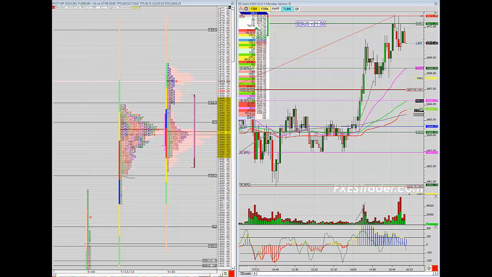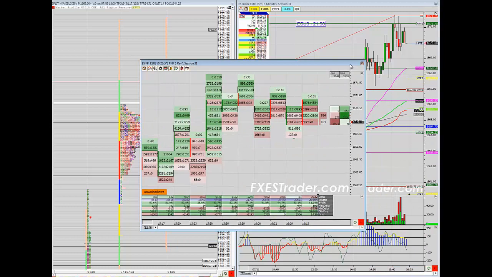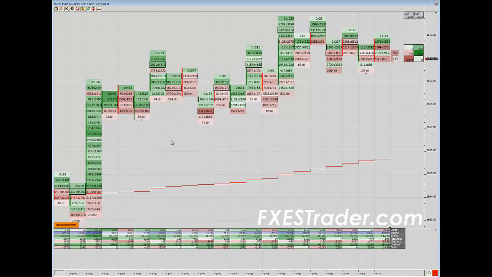today. So with all that in mind, if we take a look and we just drag the footprint chart over into the window as well, we can see here, there we go. So let me just expand this out. So this is the footprint chart.